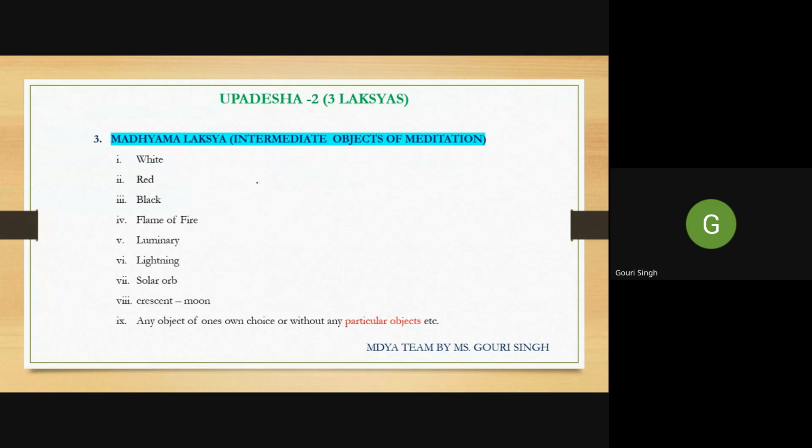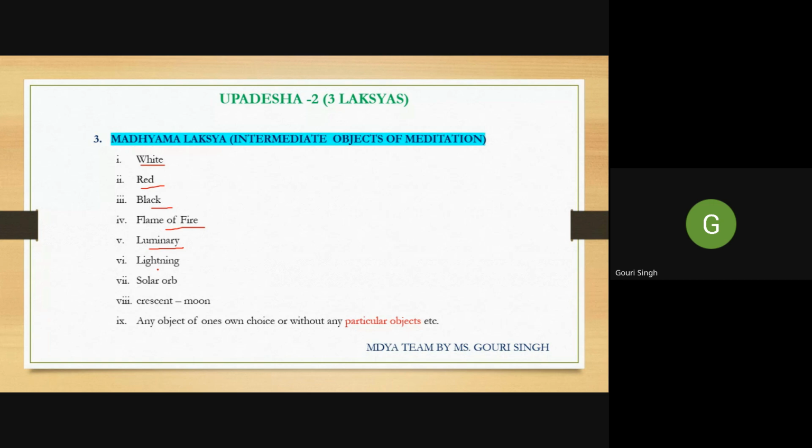Intermediate means not outside, not inside. You have to visualize in that way, but it is not mentioned why this is called Madhyam Lakshya. They have not defined it. They only said that these are the three categories of lakshyas. You can do meditation on any object and get the result. Here it is said about colors. You can do the meditation on white, red, black, the flame of fire, and luminaries.